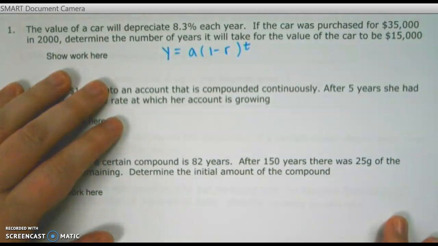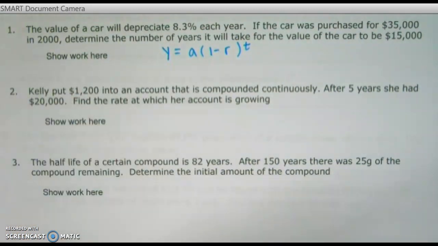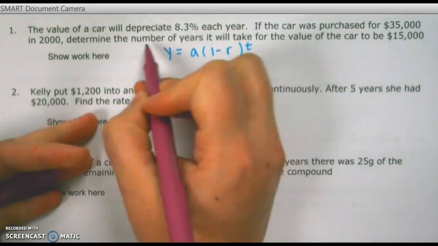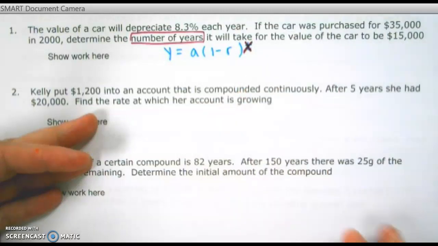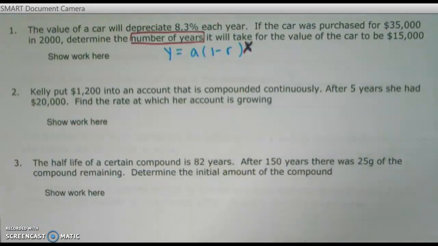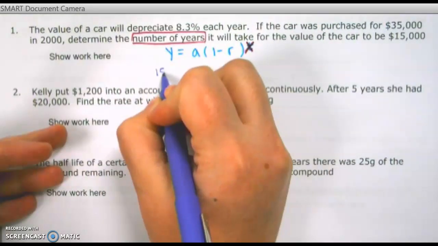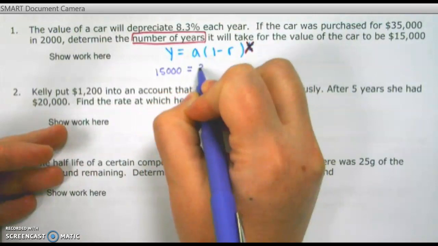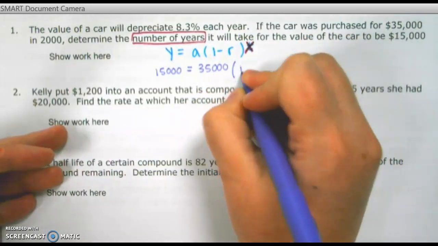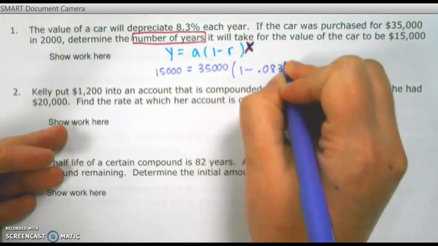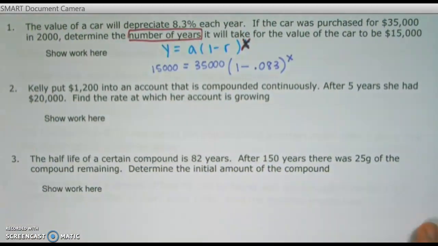All right, so now I'm going to take a minute and figure out what I am solving for. I'm solving for the number of years. So that means my exponent is going to stay x. All right, so that means they gave you all of the other information, so plug in what we know. So the ending value of our car is 15,000. The initial value is always what we plug in for A. 1 minus 0.083 is my rate, and my exponent is what I'm solving for.